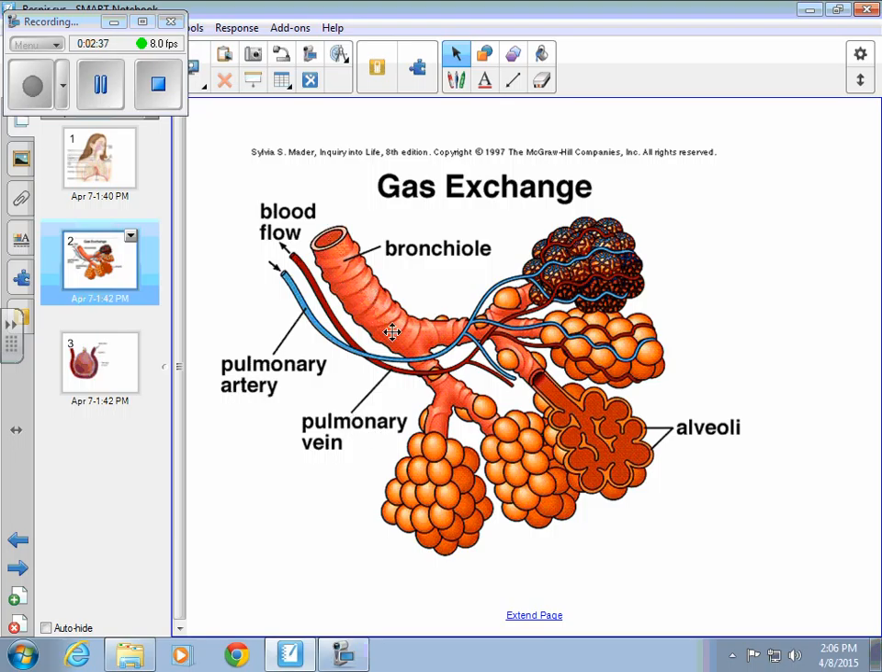So here's a bronchiole, and as that tube comes to an end, we have bunches of grapes at the end of them. That's what they look like. These little grapes are called alveoli. Each one is a cell, and it is an air sac, and they're very, very small. These alveoli are wrapped in blood vessels, so we have arteries and veins wrapped around them.